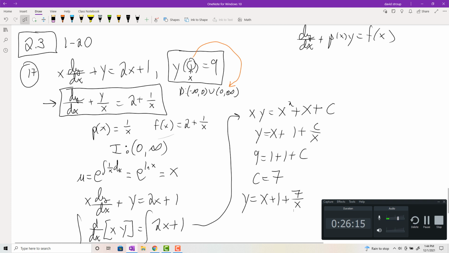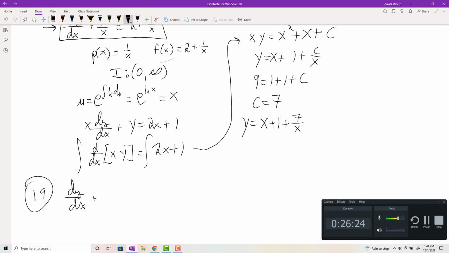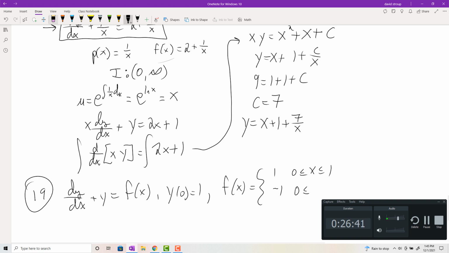Okay, let's try one more, but the piecewise type. So I'll definitely put a piecewise one on the final. We have dy over dx plus y equals f of x. Initial condition, y of 0 is 1. And then f of x is a piecewise function, 1 when x is in between 0 and 1, and then negative 1 when x is in between 1 and infinity. So whenever x is greater than 1.